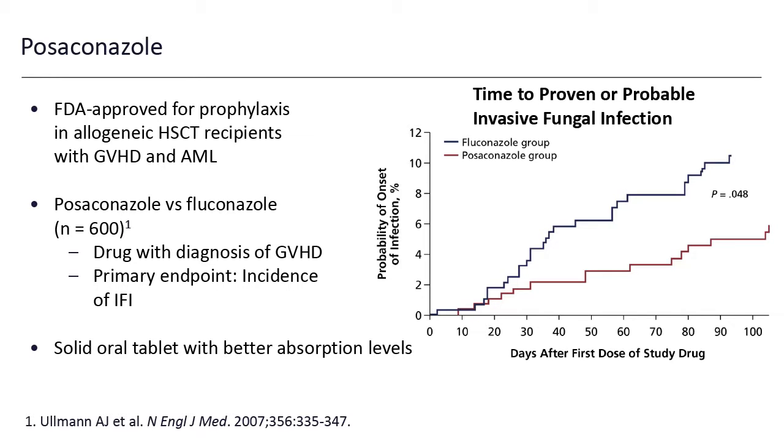This is the graft versus host disease triggered posaconazole versus fluconazole study. And in this study, the probability of invasive fungal infection was lower in the posaconazole group. That was the primary endpoint, and though there was no difference in overall survival, that was really a very compelling finding. Of course, this was with triggering the drug after the onset of graft versus host disease. Now we have a solid oral tablet that has better absorption levels. It's not been studied in that type of environment, but the pharmacokinetics are much improved.